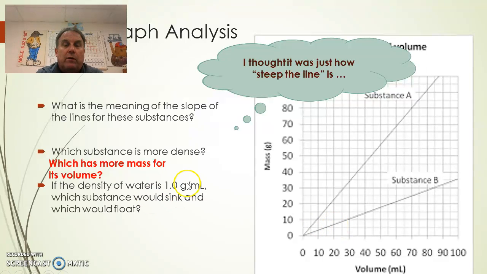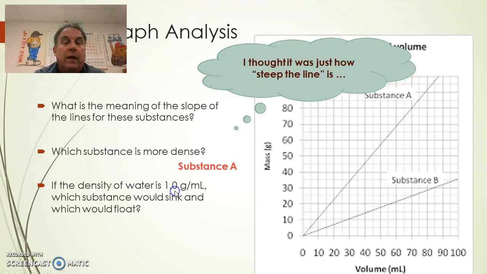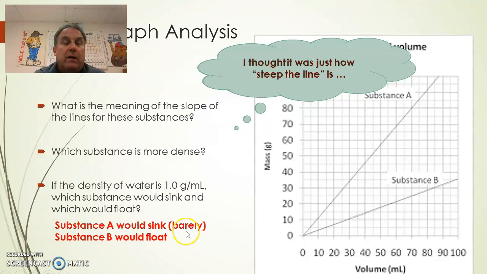Now, if the density of water is 1, which substance would sink and which would float? Well, in order to sink, a substance's density has to be greater than 1. And substance A's density is 1.1, just barely greater, so substance A would just barely sink. And substance B would float quite significantly because its density is only 0.34. So hopefully this graph analysis practice has helped you figure out how to interpret graphs a little bit better.